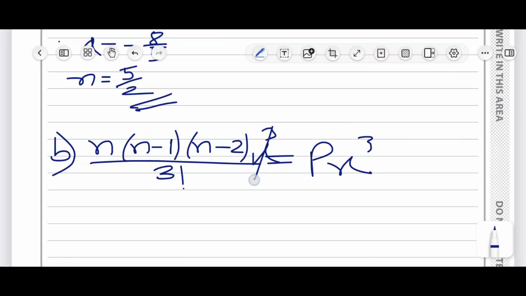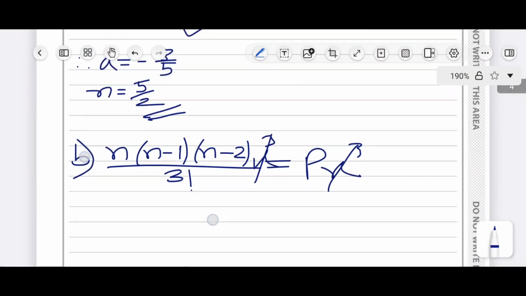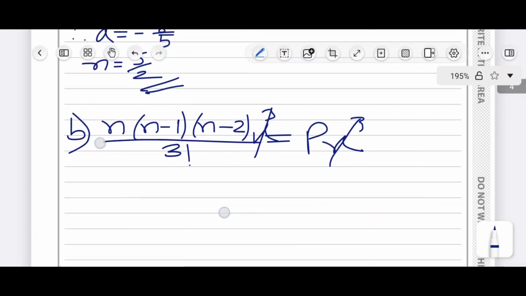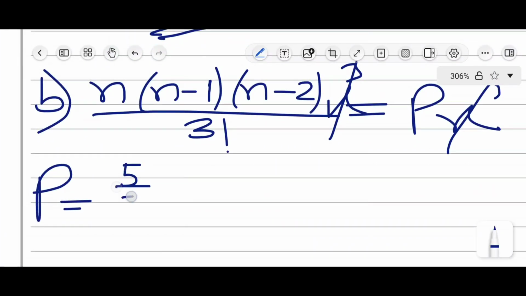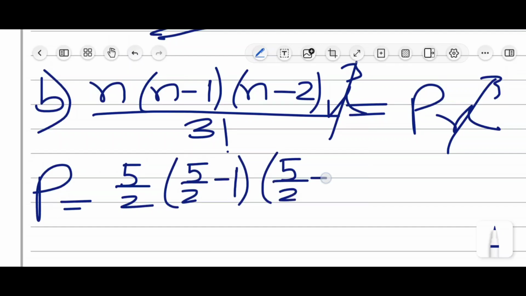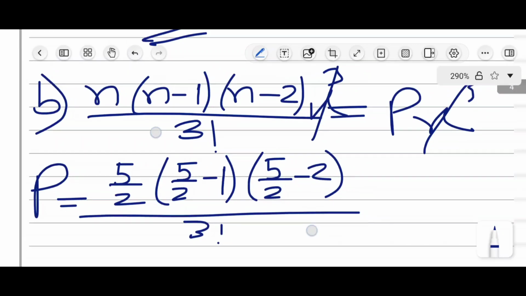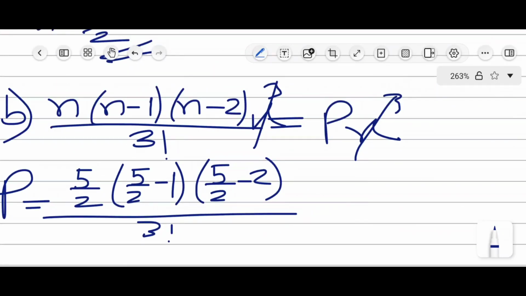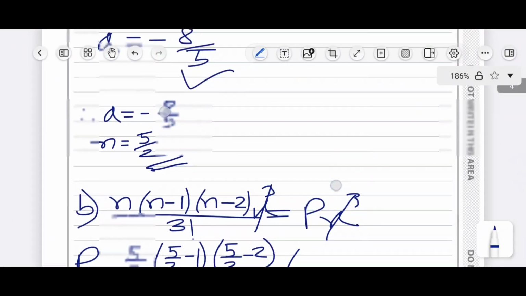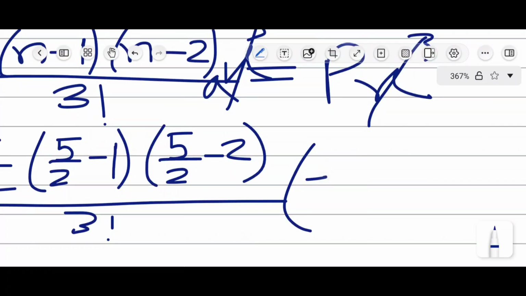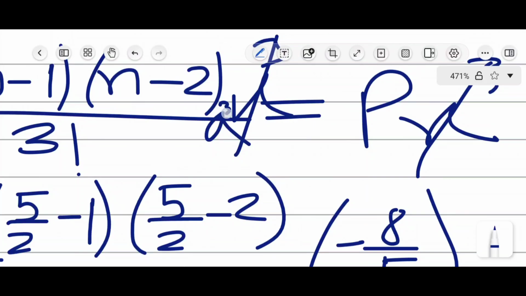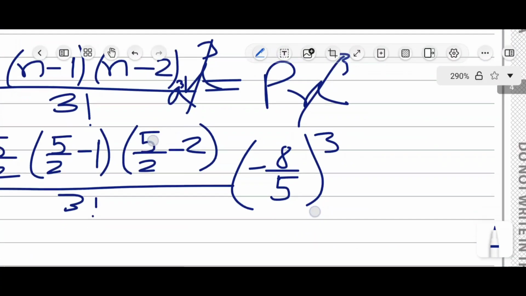Now I will cancel the x cube and the x cube here, and we have the value of a and the value of n. We'll put it here. So p equals, the value of n is 5 by 2. Sorry, we have a there, so I forgot to write a. So a is minus 8 by 5. It will be a cube. So we got the value of p.